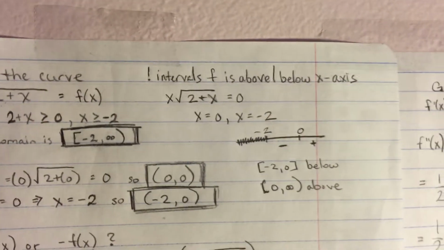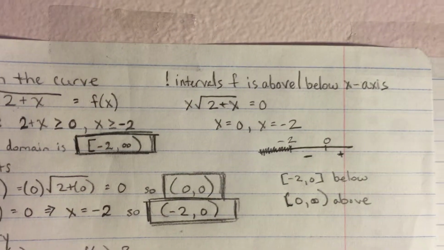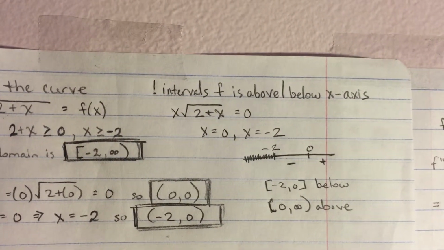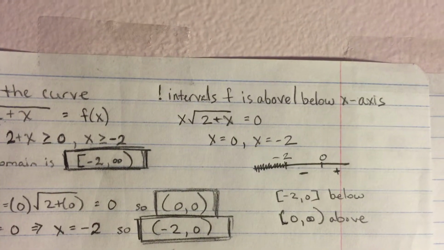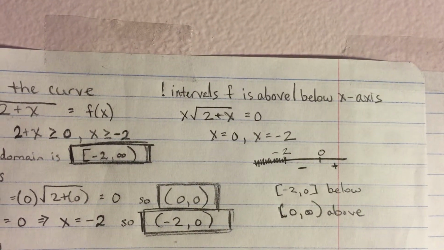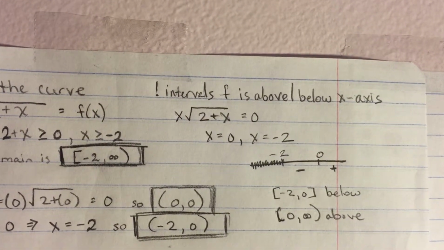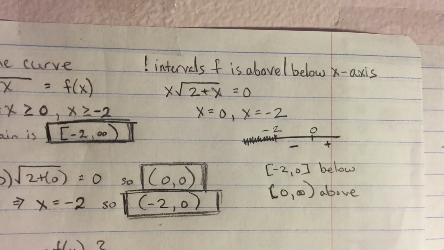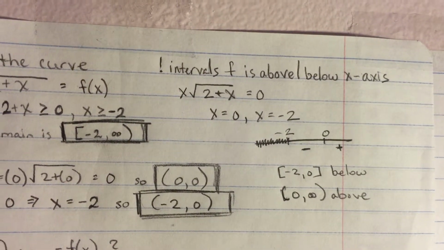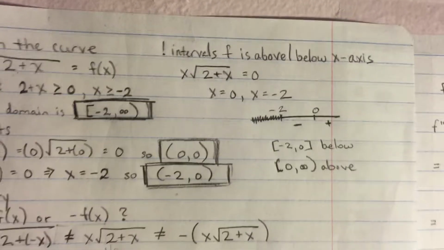Now to find out what intervals the function is above or below the x-axis, we solve for the original function, which is going to be x is equal to 0 and x is equal to negative 2. Since our domain is negative 2 to infinity, it's going to be below the x-axis from negative 2 to 0, and from 0 to infinity it will be above the x-axis.